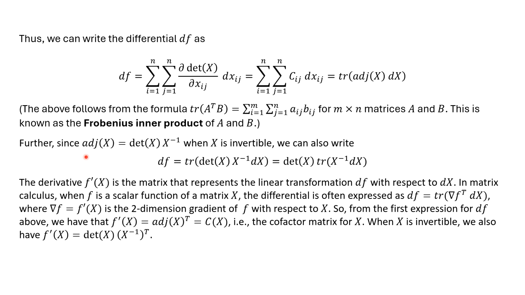Further, since the adjugate equals the determinant of x, which is a scalar, times x inverse, when x is invertible, then we can write the following. We just take our formula here, plug this in, and then we can factor out the scalar, and we get this equation here.